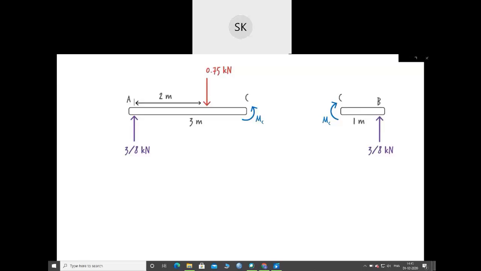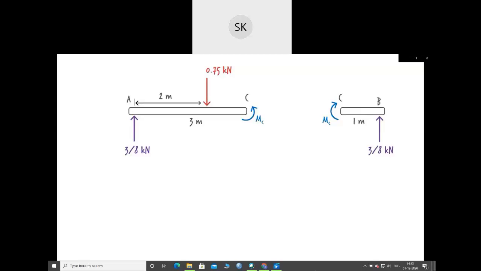Note that each of these internal moments tends to compress the top part of the beam near the cut point. Hence, it is considered to be acting in the positive direction. We can calculate this unknown bending moment using either the left or the right segment of the beam.